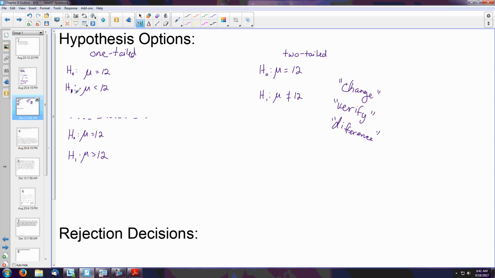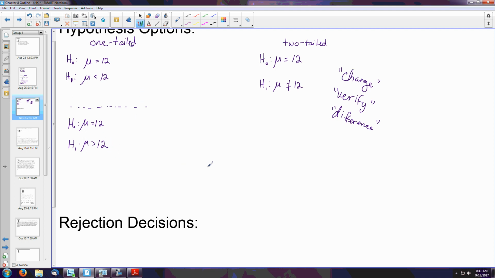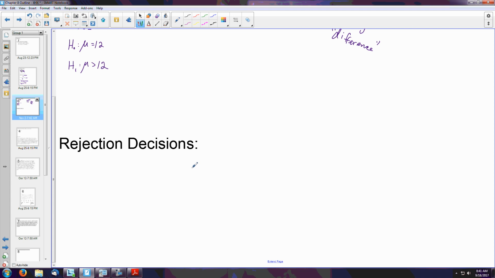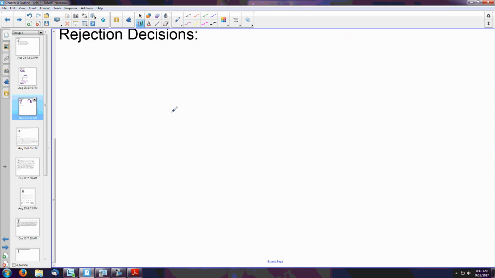Whereas over here, you might say, okay, do we have evidence supporting that we're actually underfilling the bottles? Do we have evidence that we're overfilling the bottles? So each of these has some type of context that goes with it. As far as making rejection decisions, these are most easily understood once we actually get to the problems themselves, because a lot of this is very visual.